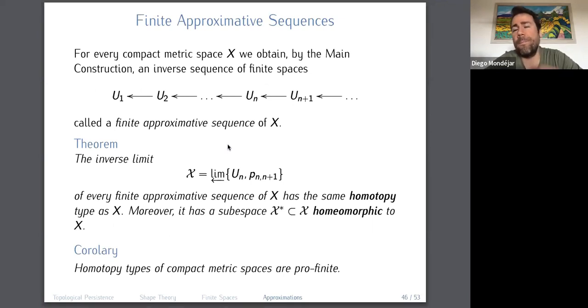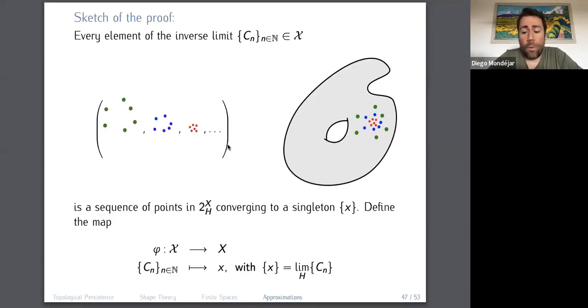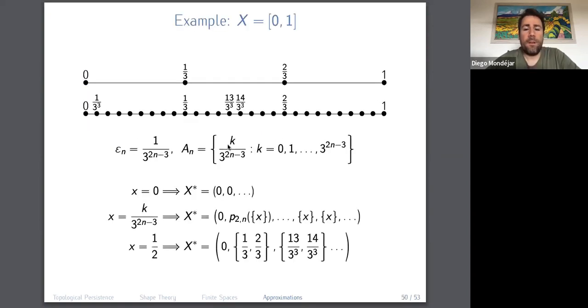The way this is done, as you are going to see in one example, you can see in the construction which is going to be the subset that is homeomorphic to your space. So as a corollary, the homotopy types of compact metric spaces are profinite, so they can be reached as inverse limits of finite spaces. I have a sketch of the proof here, but I think I'm a little bit out of time, so I'm going to skip the proof and go to the example.